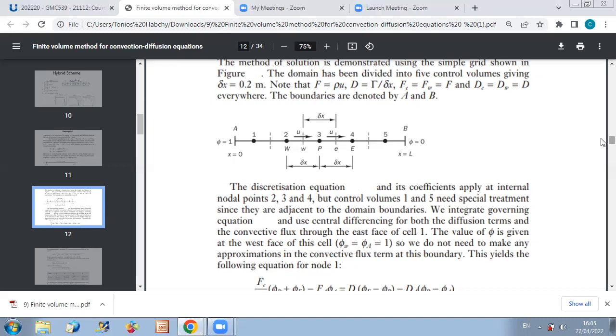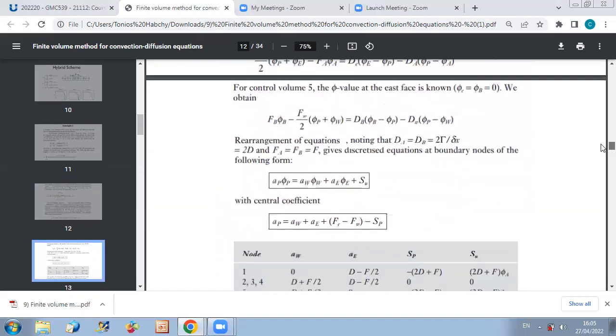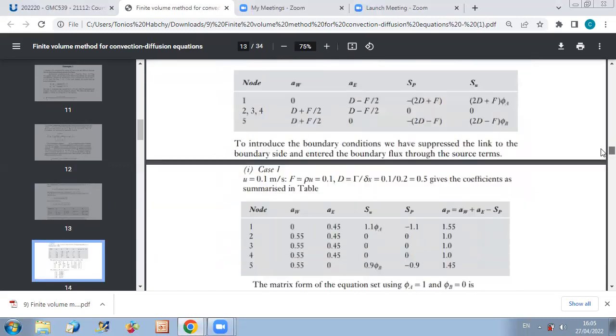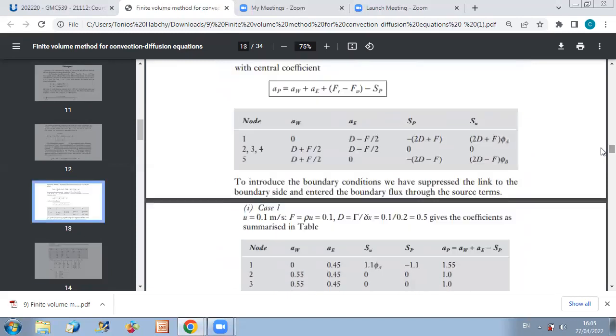Once you do this, you can have the coefficients for each equation. So as you can see here, you can summarize your findings in a table where you show the coefficient of P, the coefficient of west, east, and the source term. Here, for example, the notation they are using in these examples is a little bit different than the notation we are using, but it doesn't matter.